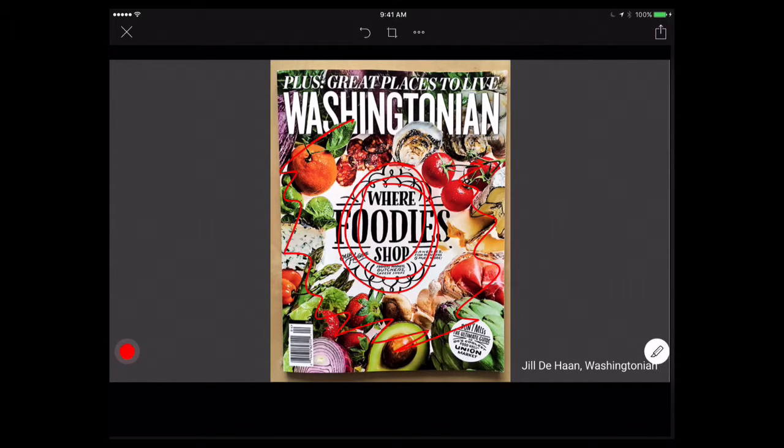We also see contrast between the Foodies headline here and the name of the magazine here. These two typefaces come from different races, and so they're much different from each other, which helps the one in the center to stand out more.